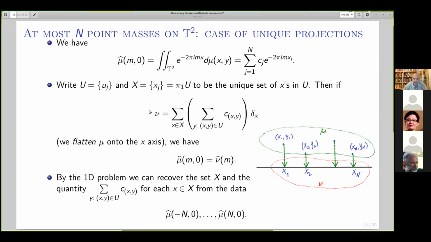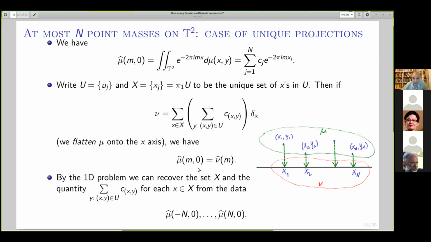And then we define a measure nu on the line as follows. We take the measure mu, which sits in 2 dimensions, and we project it down to the axis. We collapse all the measures we see, we push them down on the axis. This will give us a measure nu on the real line. And it's very easy to see, just by looking at this, that the m-th Fourier coefficient of nu is the (m,0) Fourier coefficient of mu.